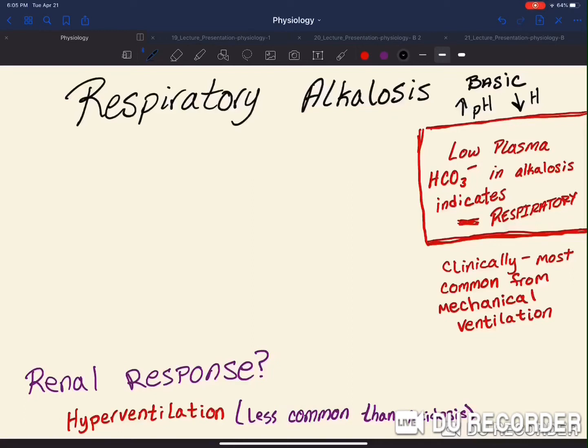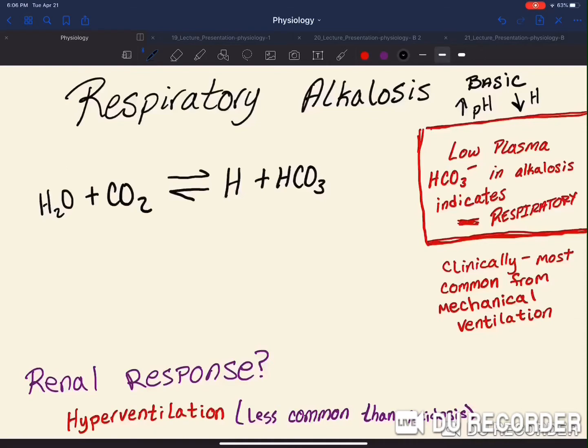All right. And then we have our equation here with the H2O plus CO2. Do our arrows. And then we have our hydrogen plus our bicarb, HCO3. Okay. Respiratory alkalosis is less common than, any alkalotic condition is less common than an acidotic condition. It's just harder to get to this state.